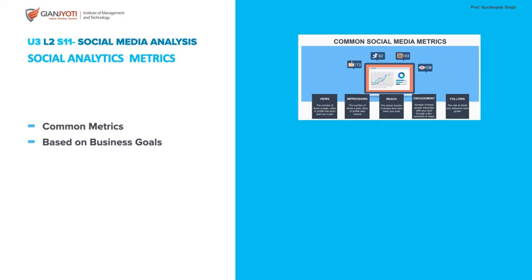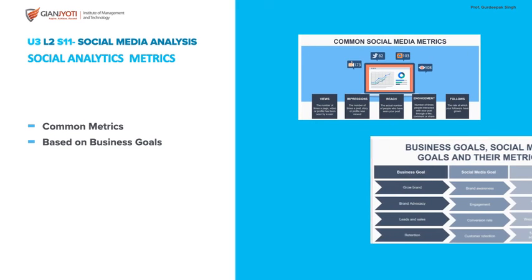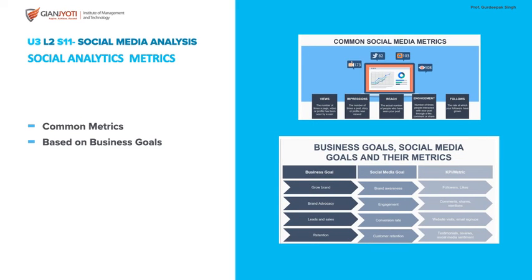When we talk about social analytics metrics, we use some common media metrics like views, impressions, reach, engagement, and followership. But it is very important for what purpose you are going to use the metrics. So for example, if the business goal is to grow my brand, the social media goal will be brand awareness, and the KPI or the metric I'll be using will be followers and likes, which are vanity metrics.